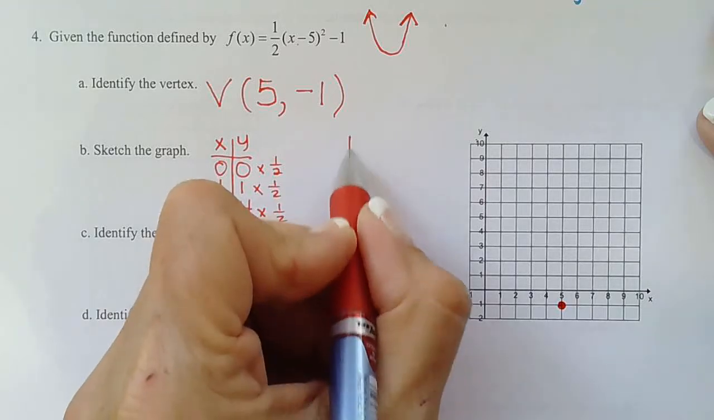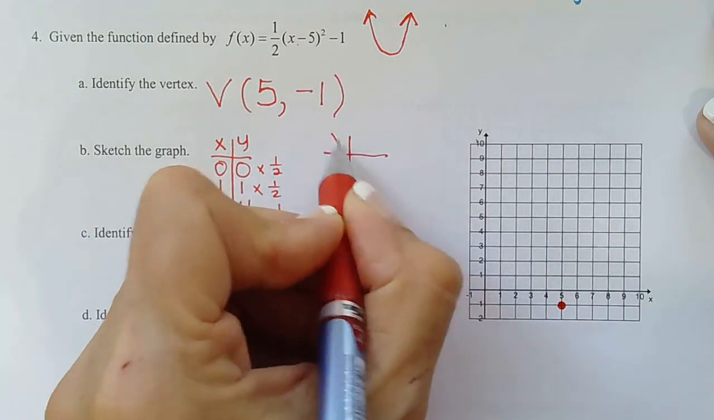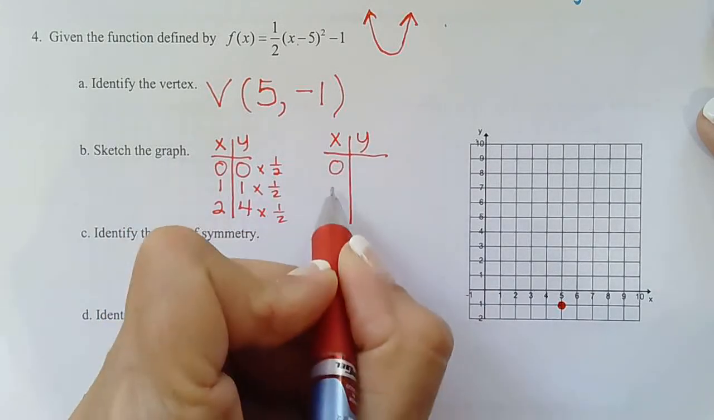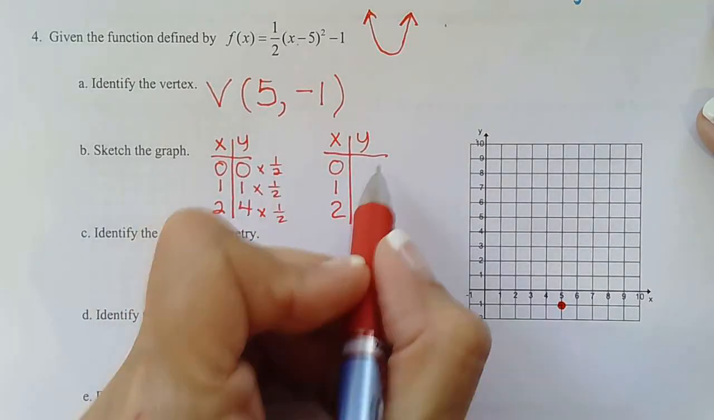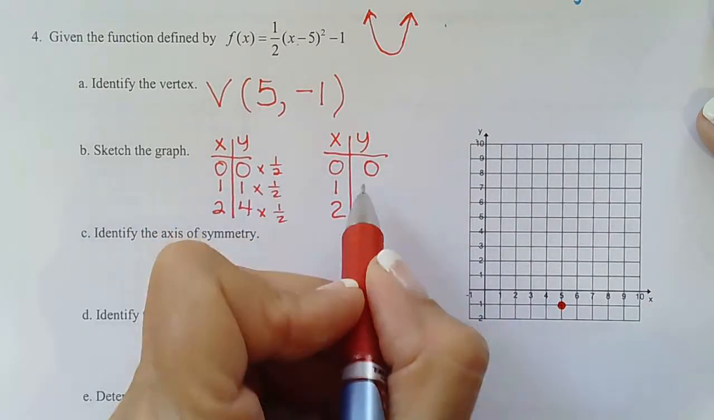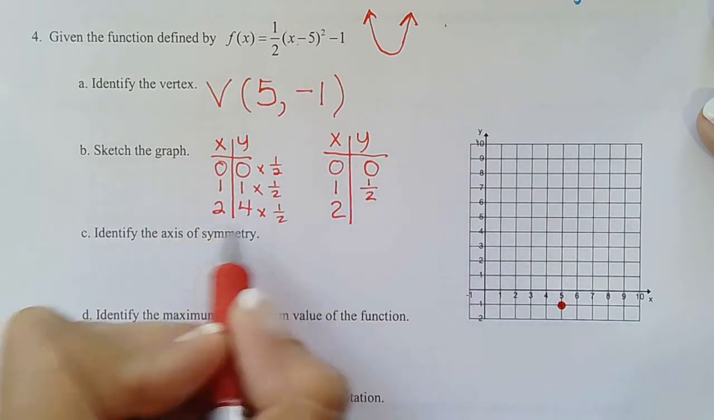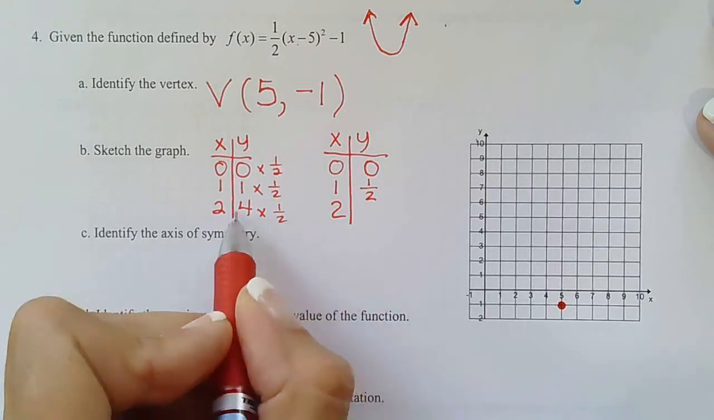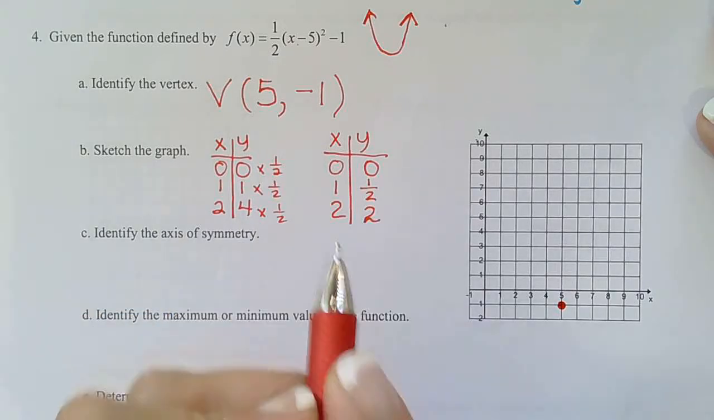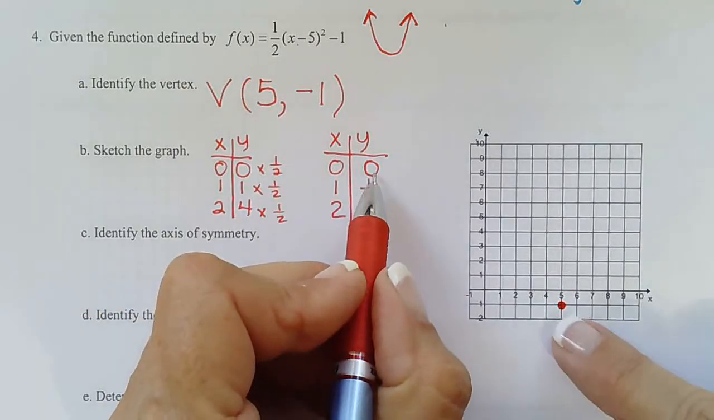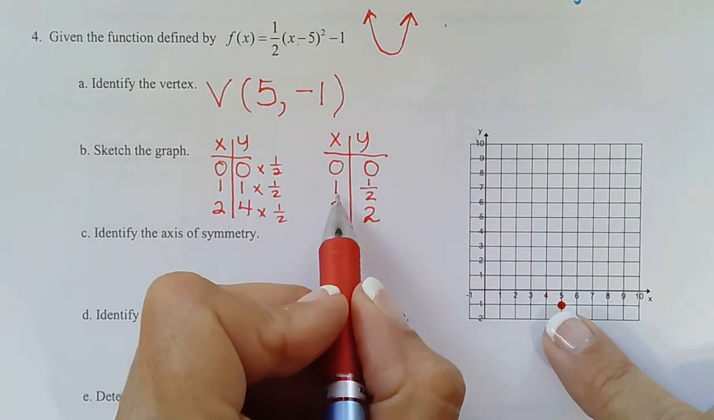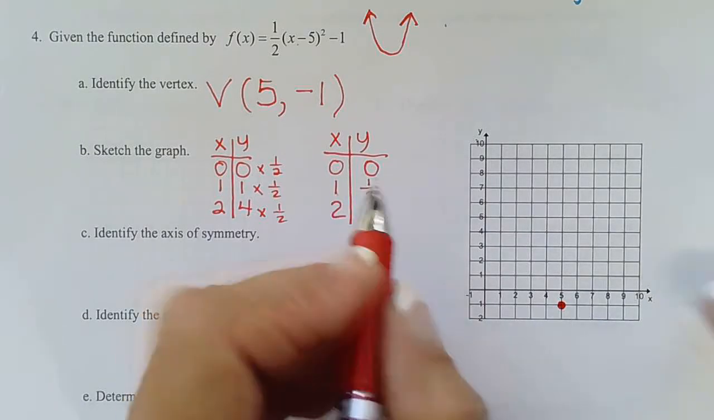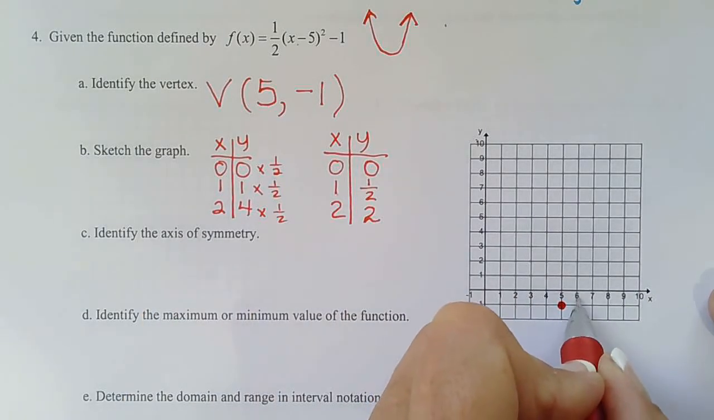So that means when I go to draw this graph, remember the x's never change, so it's still 0, 1, 2. 0 times 1/2 is still 0. 1 times 1/2 is 1/2. 4 times a half, or half of 4, is 2. So that says start at the vertex. So we're going to call this our new 0, 0. And from the vertex, go right 1, up a half. So right 1, up a half.